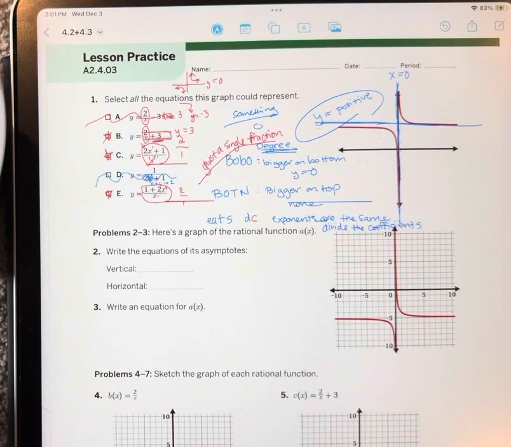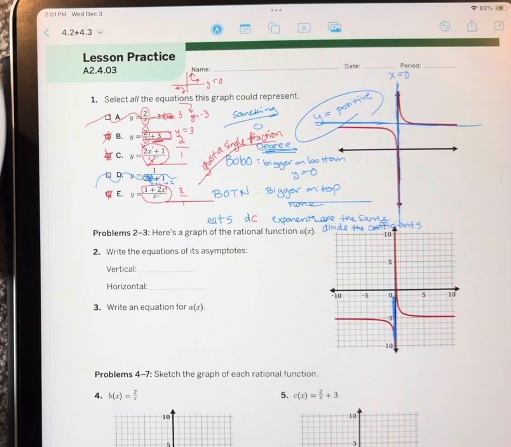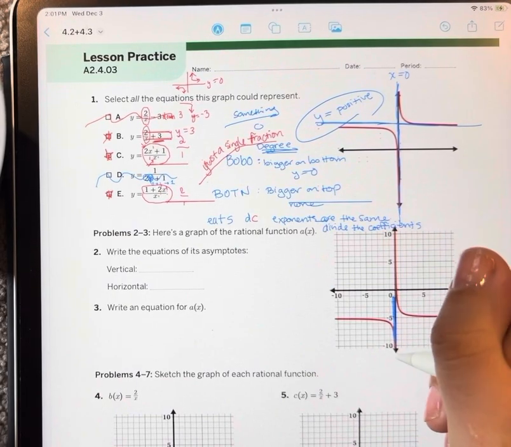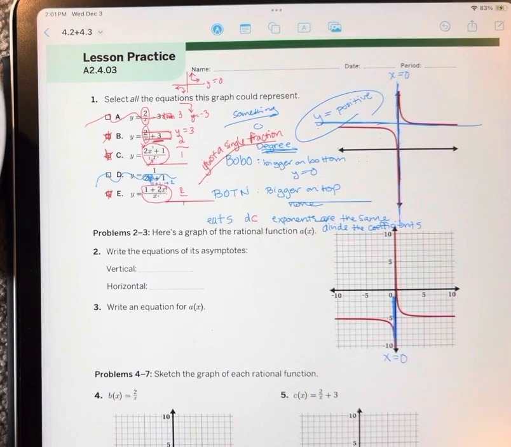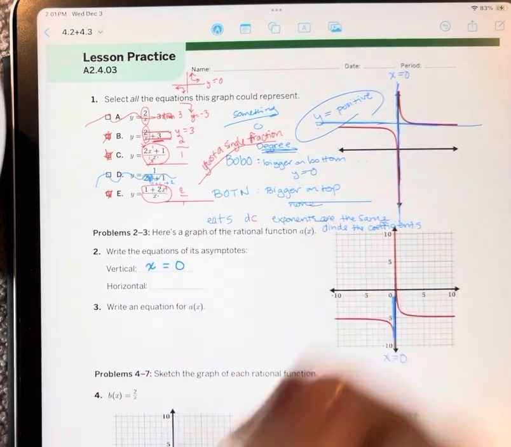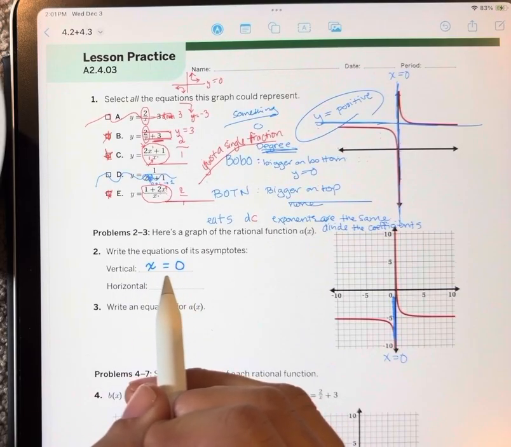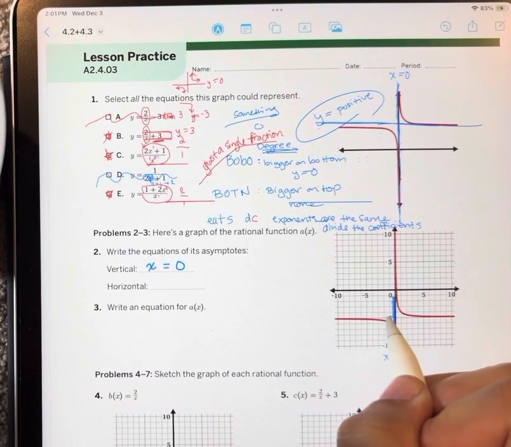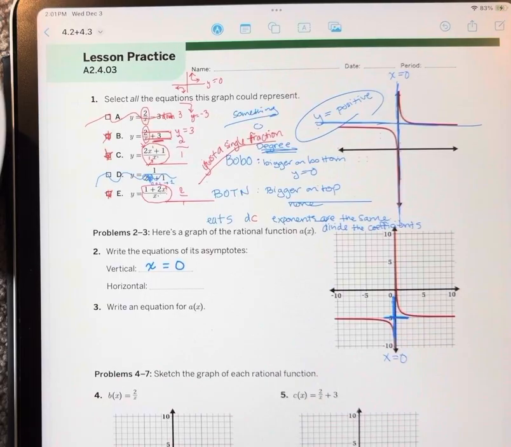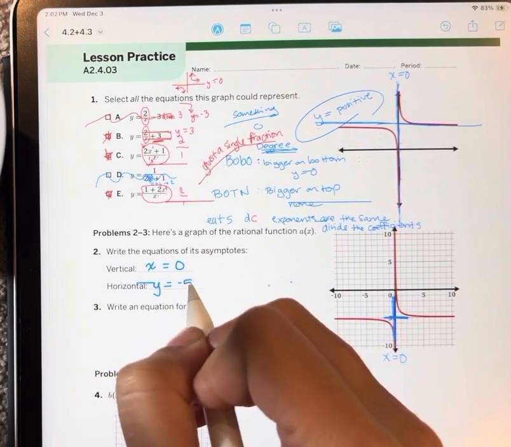Here's a function. It says, write the equation of the asymptotes. Sure. I see a vertical one at the x-axis. I'm sorry, the y-axis. So the equation of the vertical asymptote is x equals 0. And please remember, you can't say 0. You have to say x equals. And horizontal line right here at negative 5. So I have to say y equals negative 5.